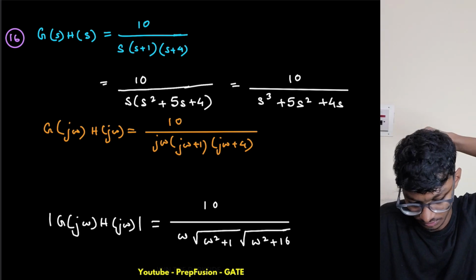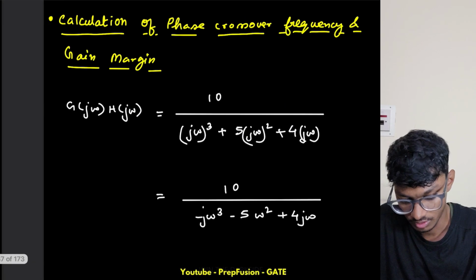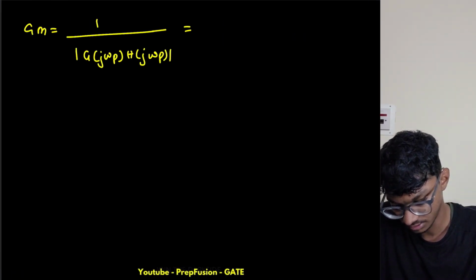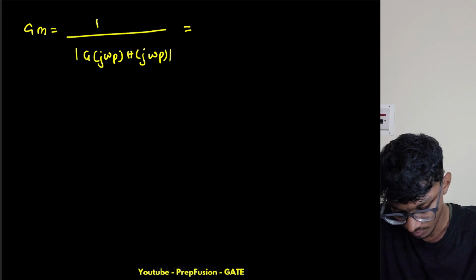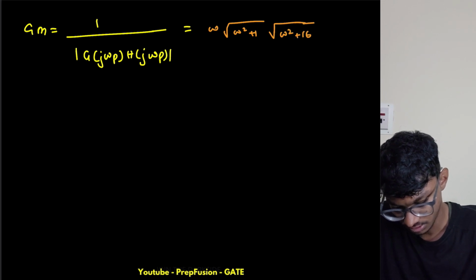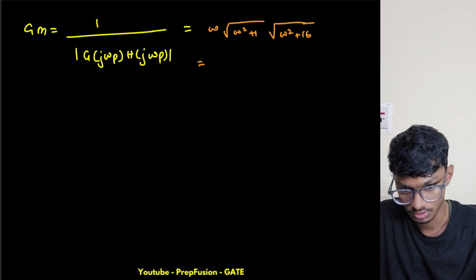So it is omega square plus 1 omega square plus 16. So this one, right, this magnitude. So I will put omega equals to 2 over here, right? Put omega equals to 2. So this is the inverse, right? So inverse will be something like this: omega under root omega square plus 1 omega square plus 16, right? So if I put omega equals to 2, what do I get?